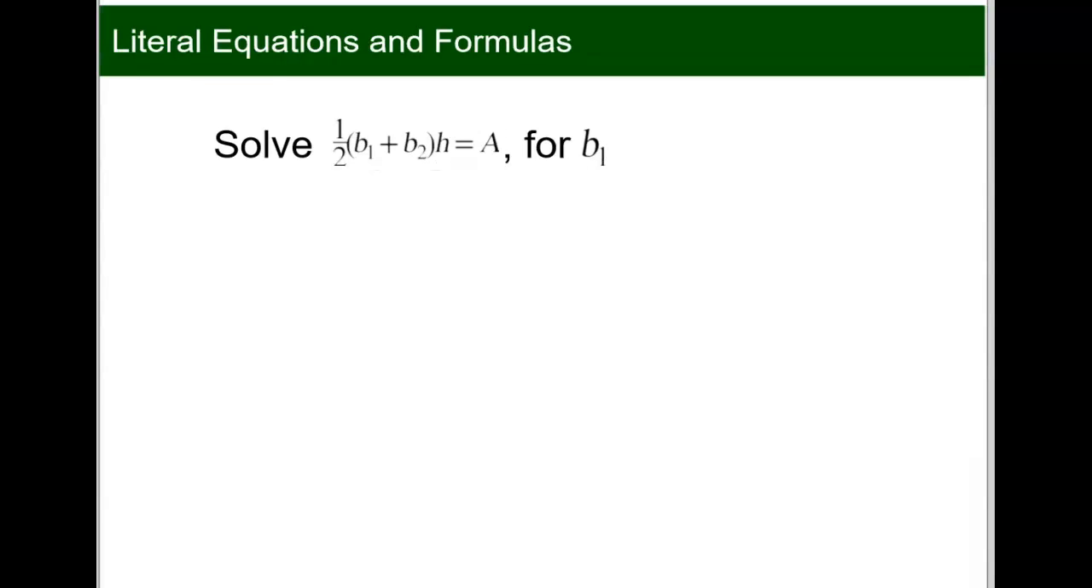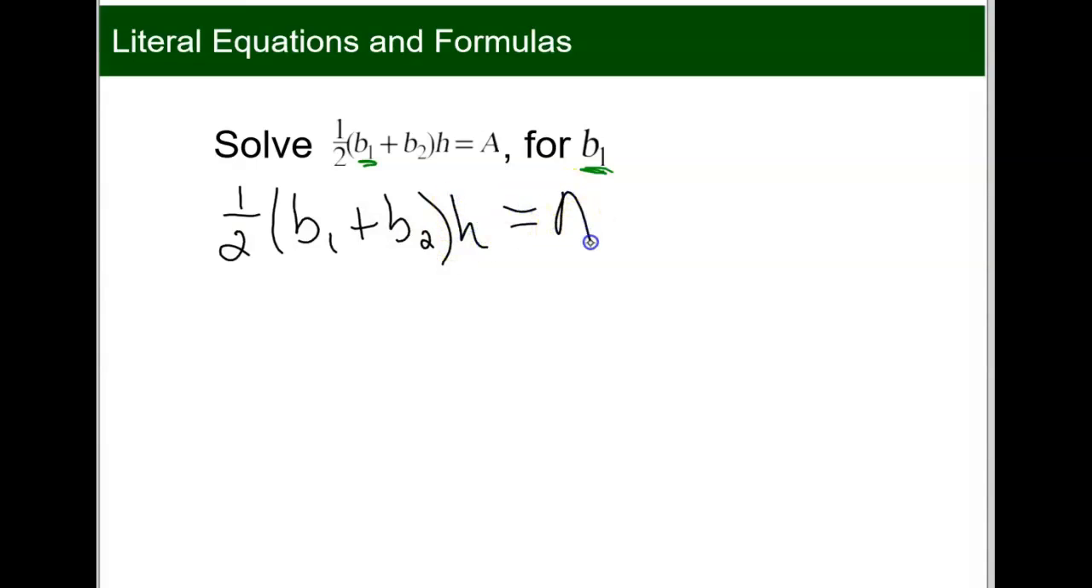All right, and this last equation here, this is the formula for the area of a trapezoid. And I want to solve it for base 1 here. So the formula is 1/2, and then you add base 1 and base 2. Remember, in a trapezoid, the two bases are different sizes. So you add base 1 plus base 2, and then you multiply that by the height, and you'll get the area. So I want to solve it for b1 here. What should or could I do first?